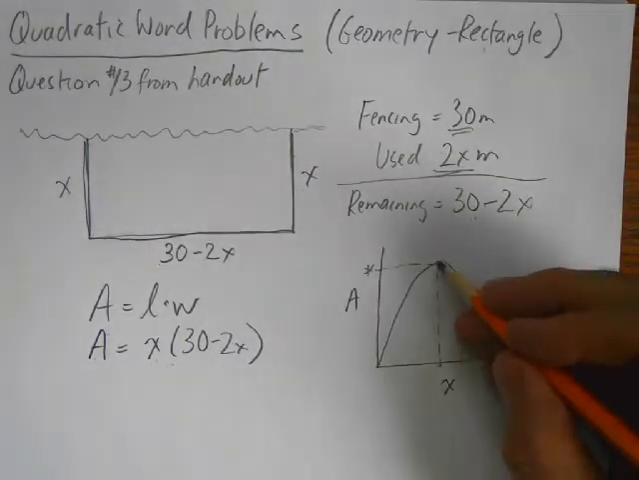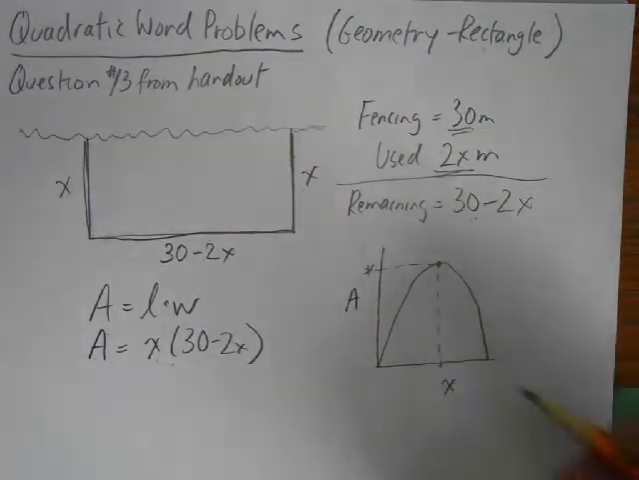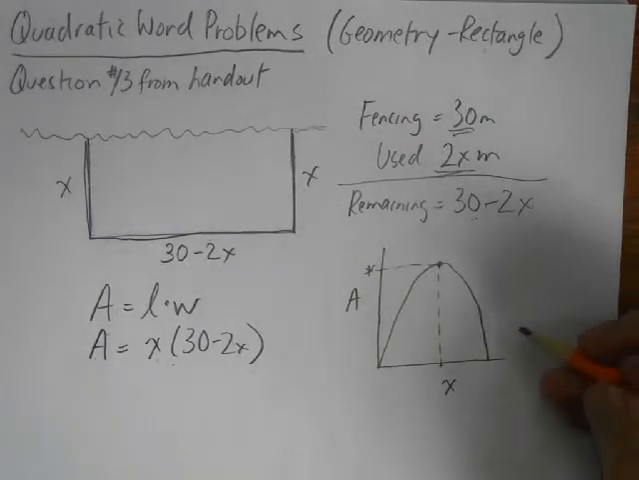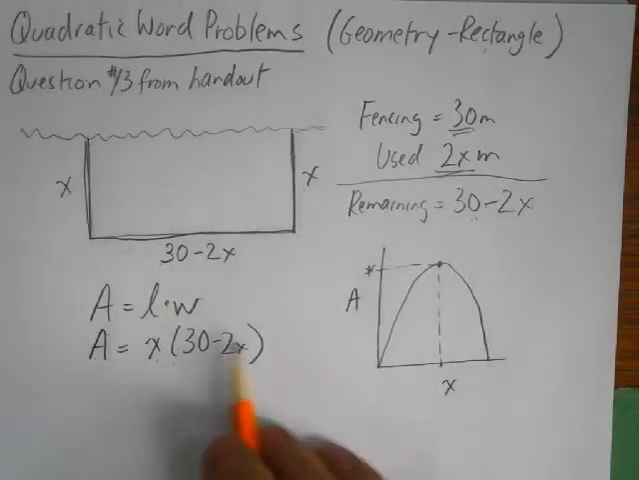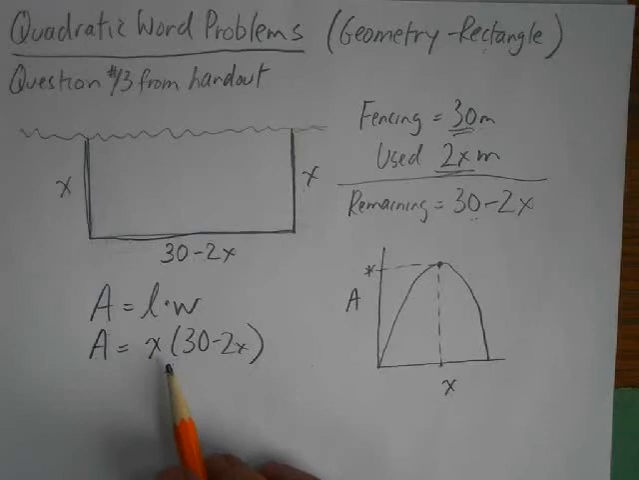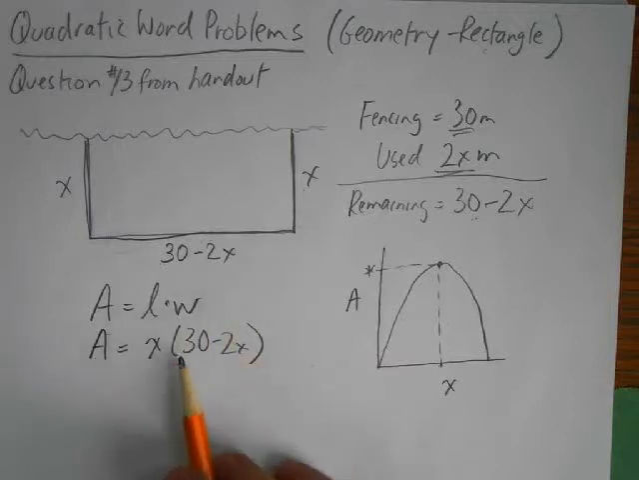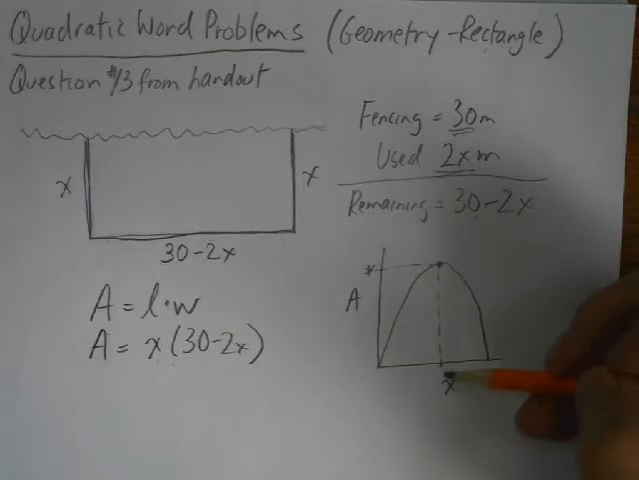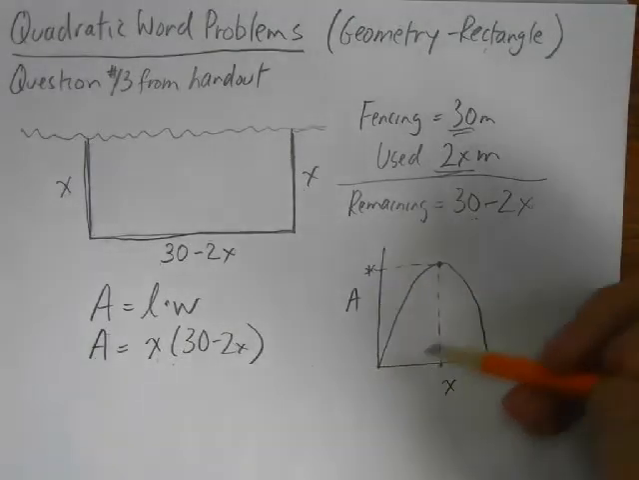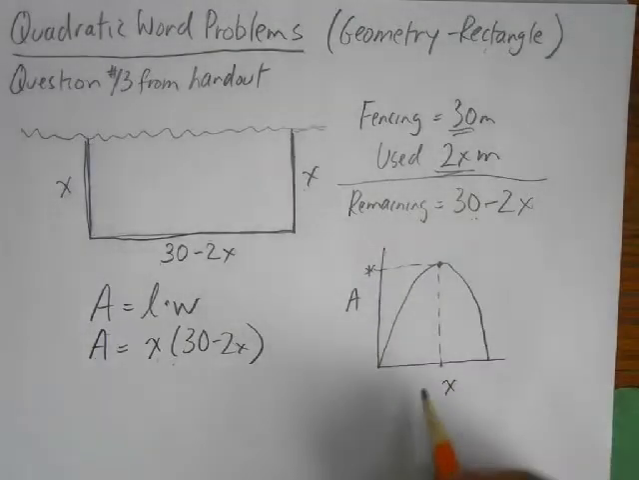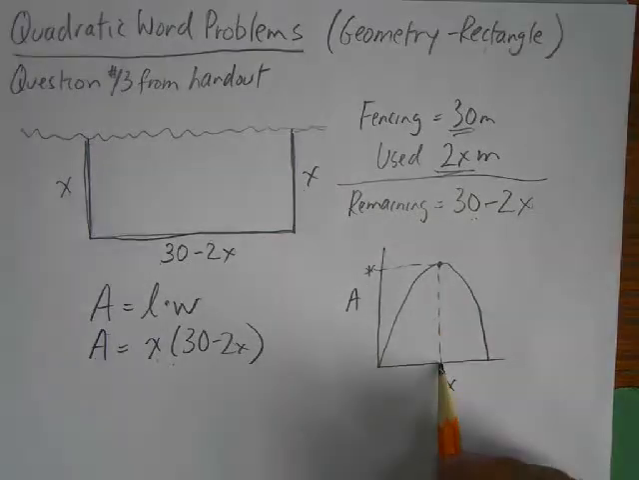Okay, so I'm trying to find that point, at least that value that will give me that point. Like I said, you could complete the square, change it to vertex form, find the vertex, no problem. If that's the way you'd like to do it, go for it and find the vertex, and that will give you the x value and the a value.